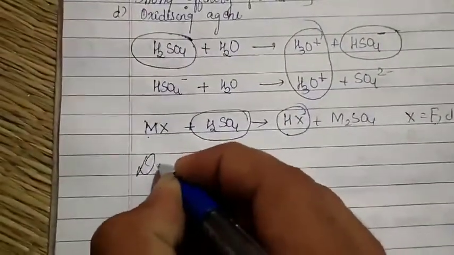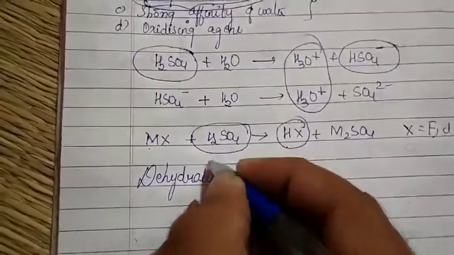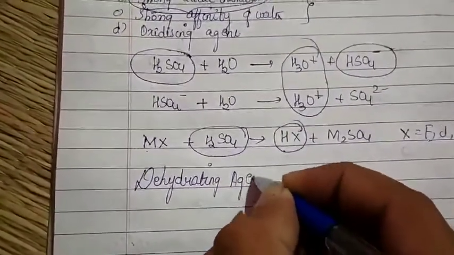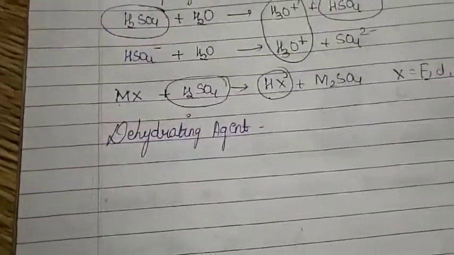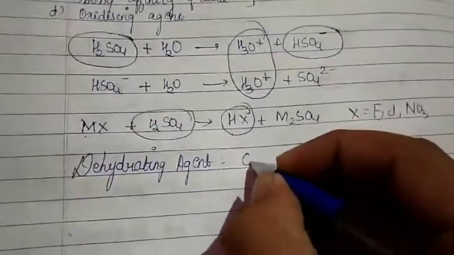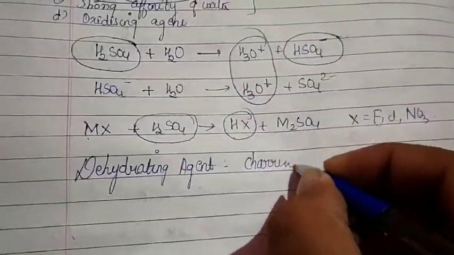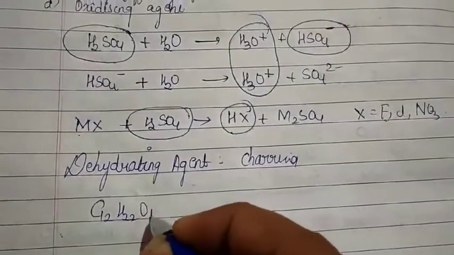Coming with respect to the most important property, that is its dehydrating agent. Of course, many of you have seen this experiment in your lower classes. Whenever you put strong sulfuric acid to the sugar, you will be obtaining some black mass, which is called as what? Charring. Basically C12H22O11, that is your sucrose.